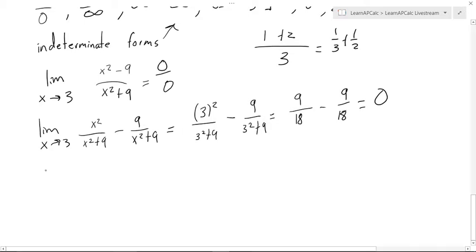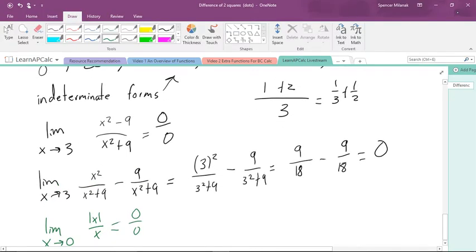Alright, so let's try this one. Limit as x goes to 0 of absolute value of x over x. Alright, now this one is much more difficult. So if I plug this in, I get 0 over 0. But here it's not really clear how I should simplify this. Okay, we have a quick question, so I will come back to that one.